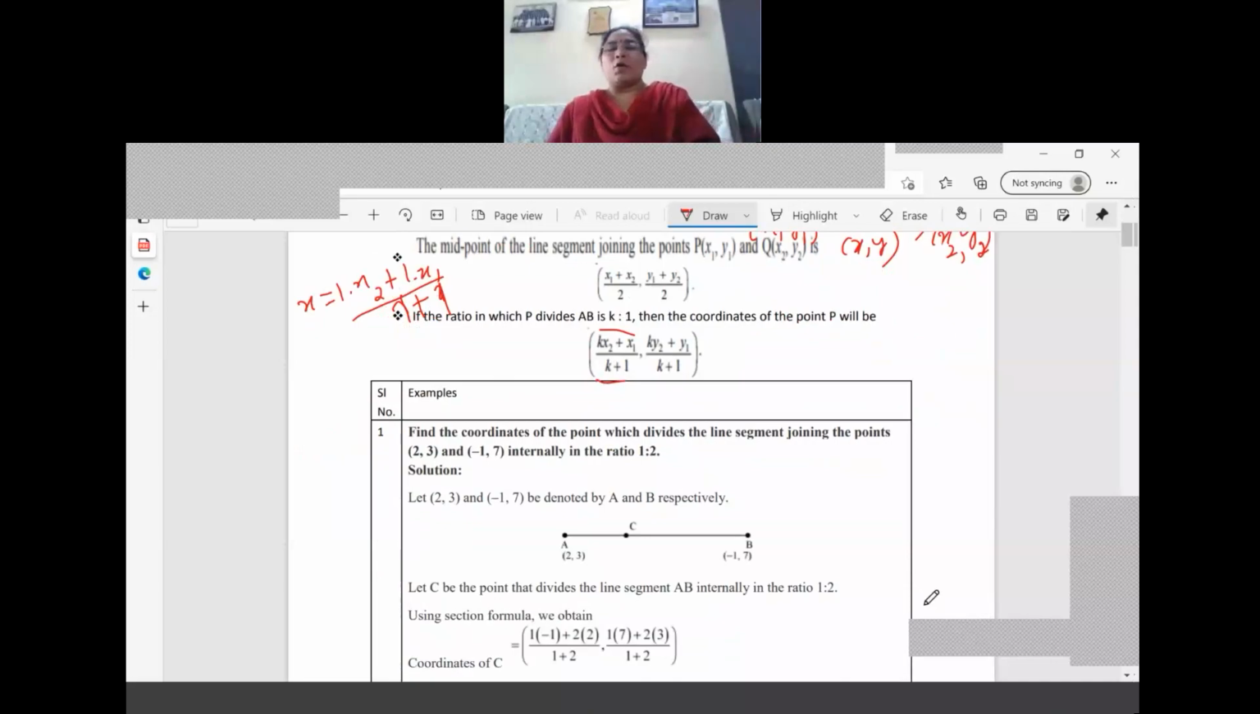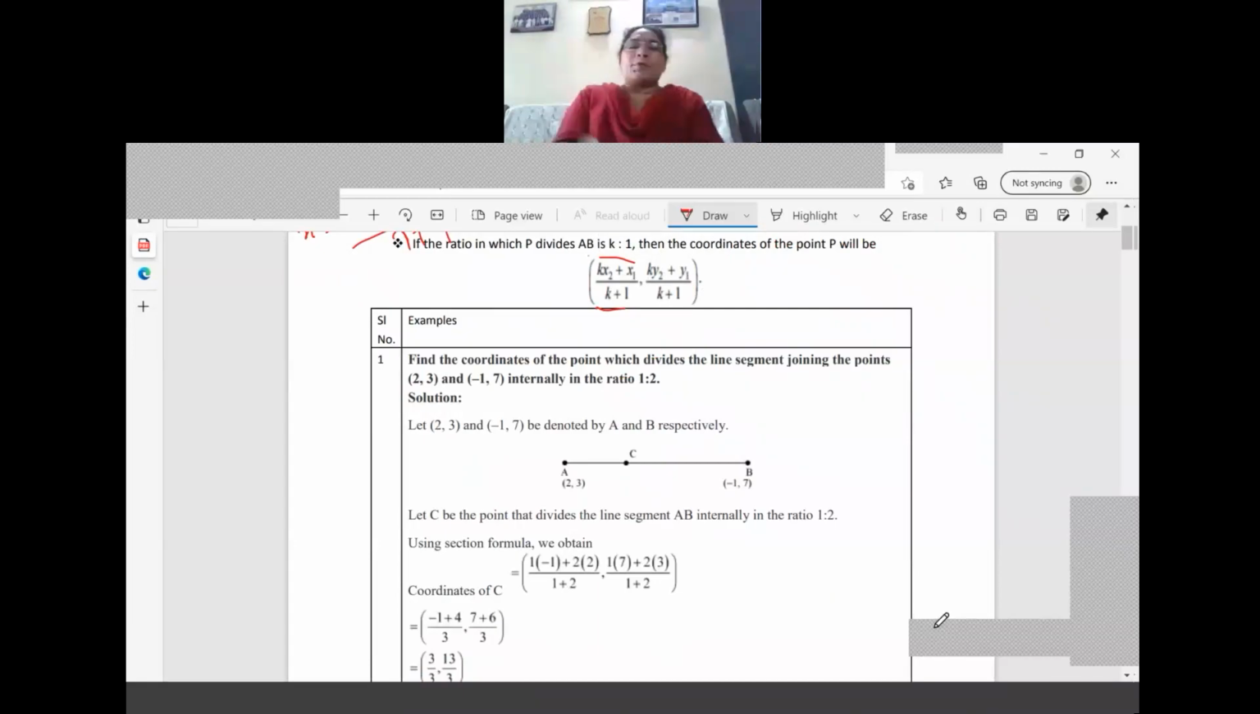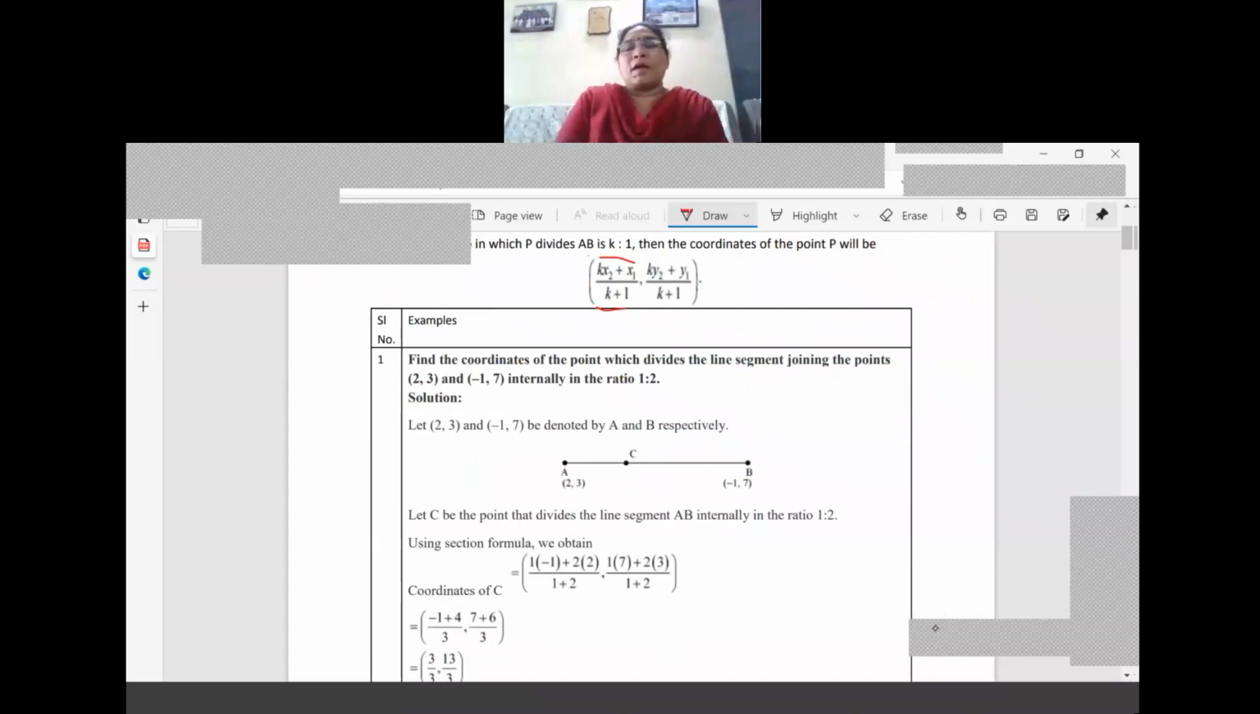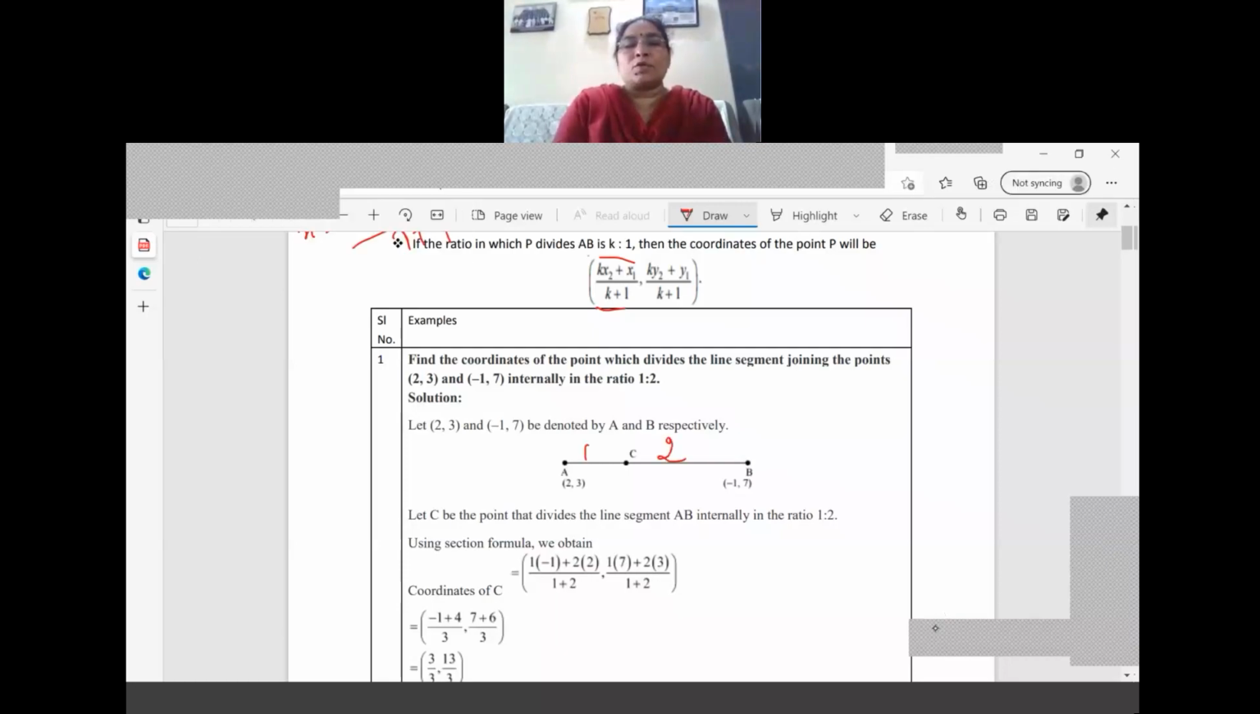Find the coordinate of the point which divides the line segment joining the points (2, 3) and (-1, 7) internally in the ratio 1 is to 2. The diagram is already drawn. A (2, 3) we have taken, B (-1, 7) is taken, so the ratio is 1 is to 2, and C we have to find out. C is the point which divides internally in the ratio 1 is to 2 only.